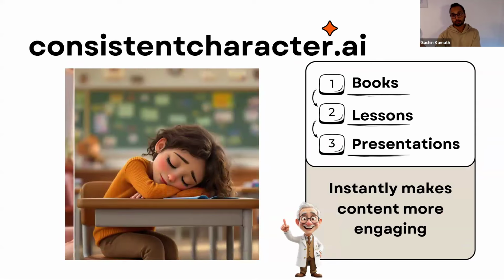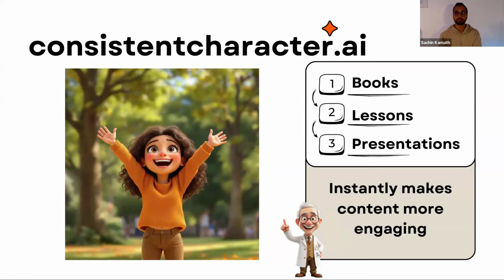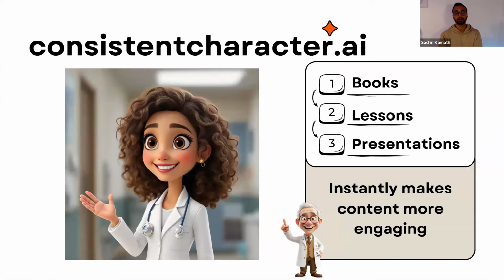Now, this ConsistentCharacter.AI isn't just for books, it's perfect for lessons and for presentations as well, right? So just with a few clicks, you can create visuals that instantly match your content. It can really make your content engaging based on whatever description is there. It can make it memorable. You can start to visualize this thing pretty quickly. So whether you're teaching, storytelling, or presenting, this tool transforms how you connect with your audience, right? So there are multiple ways you can make use of this every day.